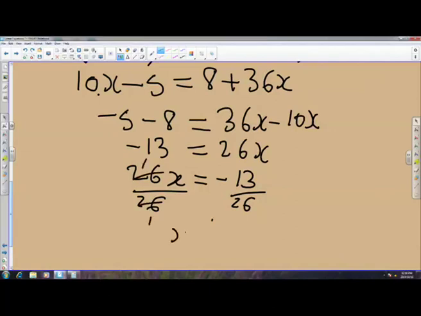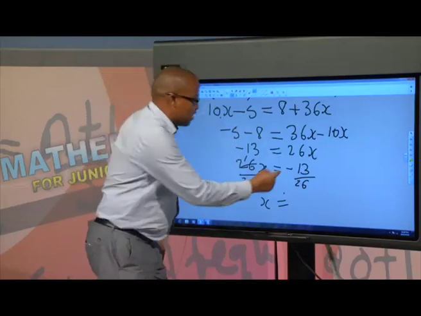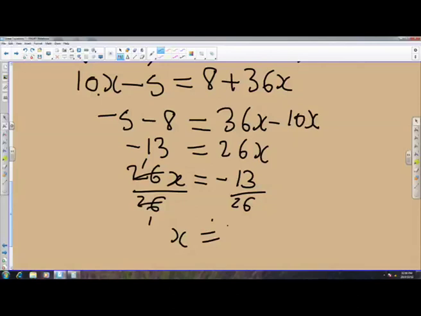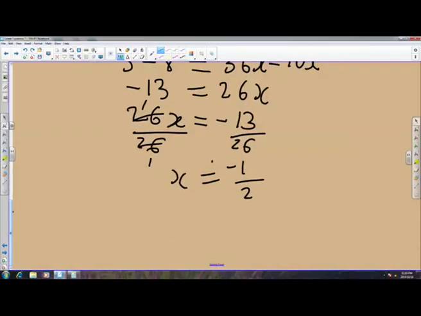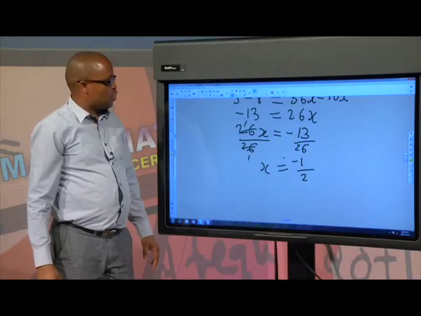So x will be equal to, now let us make sure that we simplify this. We can't leave it as minus 13 over 26. 13 into negative 13 is negative 1, divided by 13 into 26, it's a 2. So the value of x is negative half. The value of x is negative half. Now, I believe this has answered your question.